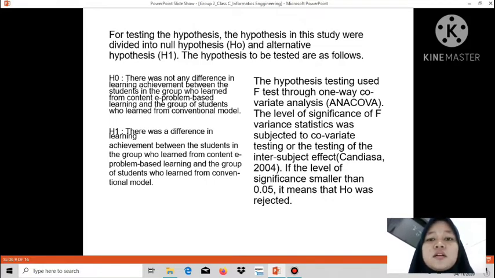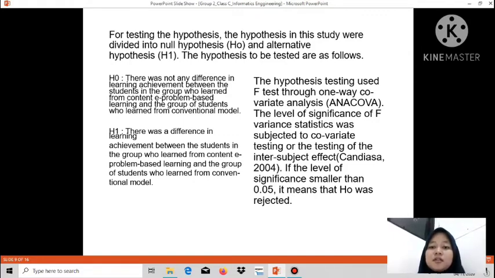The hypotheses to be tested are as follows. H0: there was not any difference in learning achievement between the students in the group who learned from contextual problem-based learning and the group of students who learned from the conventional model. H1: there was a difference in learning achievement between the two groups. The hypothesis testing used the F-test, one-way covariance analysis, ANCOVA.